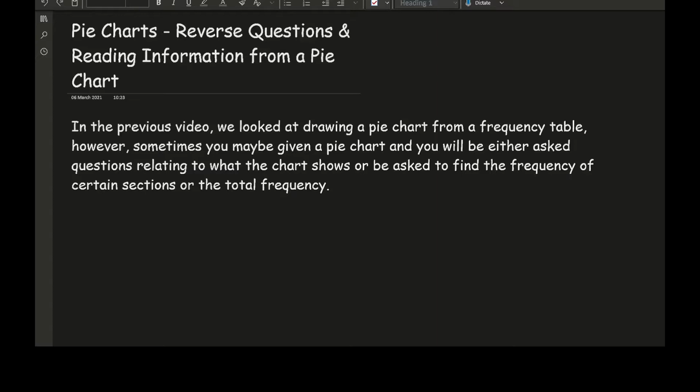In the previous video looking at drawing pie charts, we looked at drawing a pie chart from a frequency table. However, sometimes you may be given a pie chart and asked questions relating to what the pie chart shows, so for example, which one was the most popular, which one was least popular, or you may even be asked to find the frequency of a certain section, or even the total frequency. So in other words, how many people were asked in total, how many things were surveyed, etc.